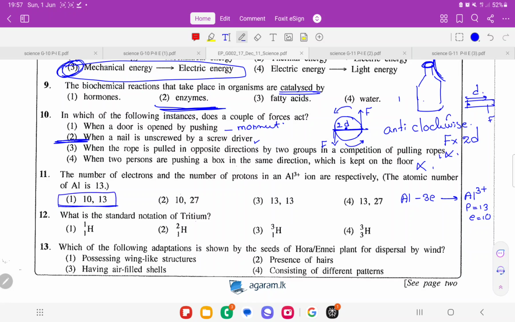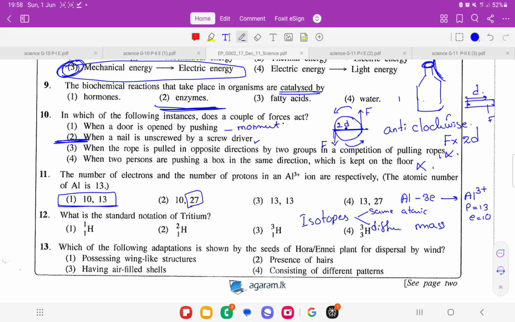What is the neutron count? Neutron count, most of the time it's 27, but it's not mentioned, it's normally given in the question. What is the standard notation of tritium? Tritium means what? Isotope. Isotopes are same atomic number but different mass numbers, right? Mass number is different, which means their neutron counts differ, right?